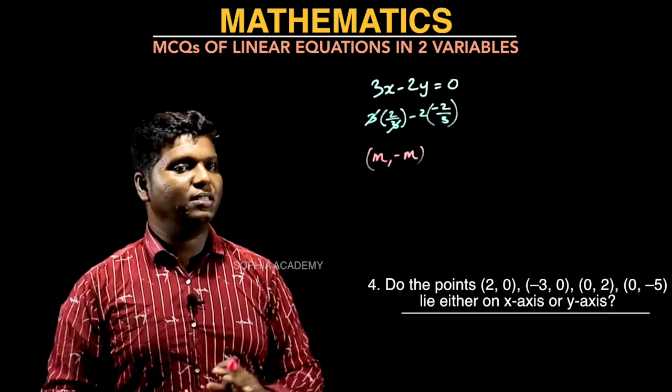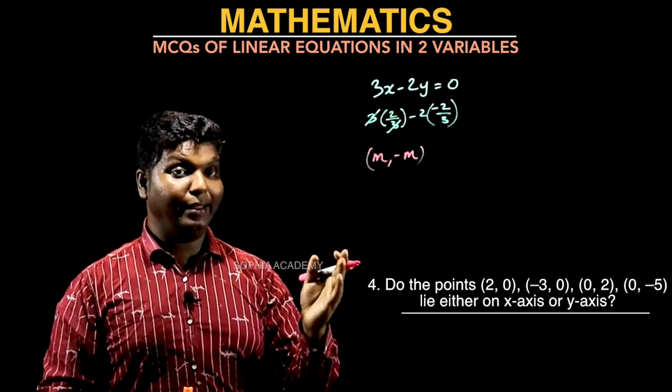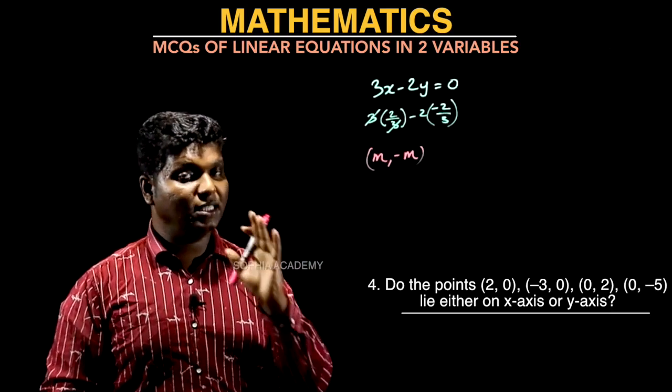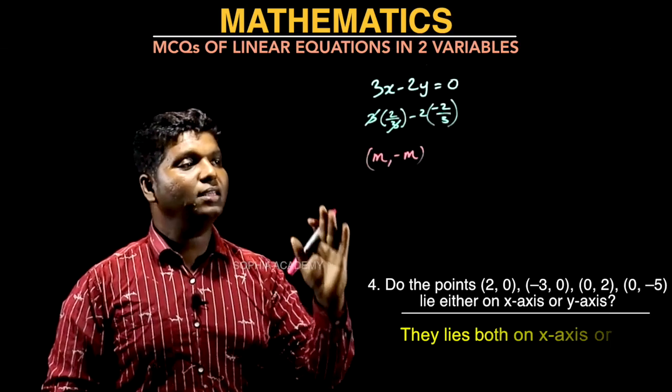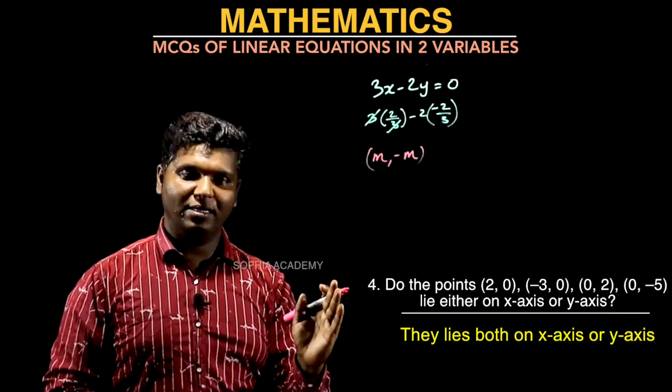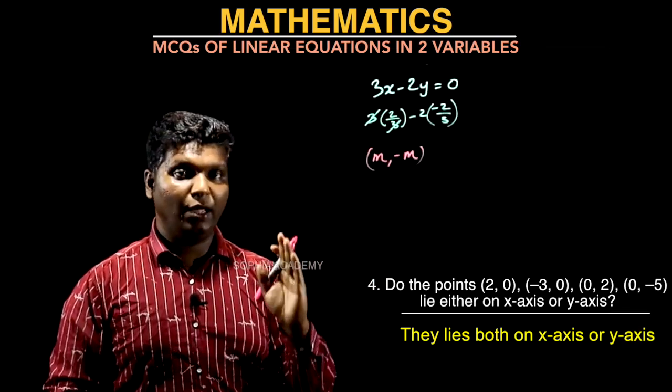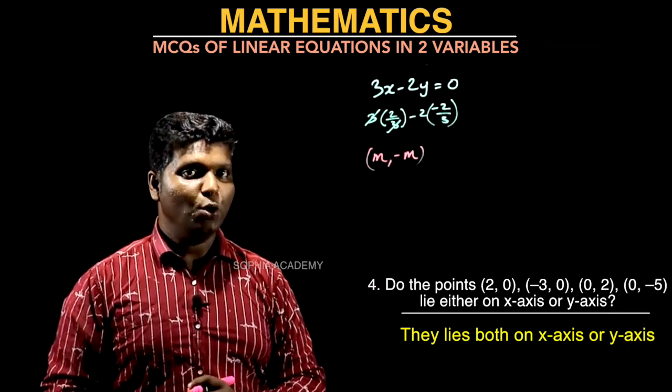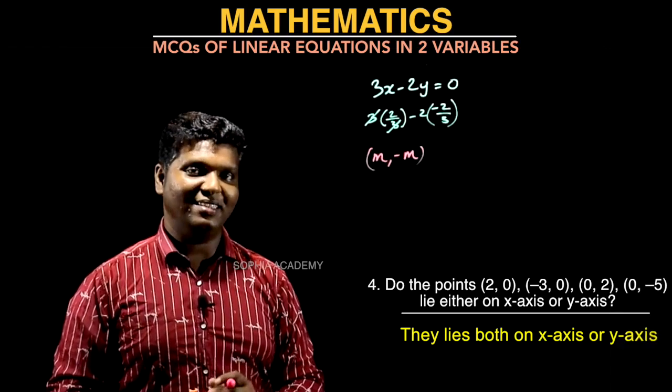So from this case, we can say it's not that they are either on the x-axis or on the y-axis, but actually the answer will be they lie on both the x-axis and the y-axis. The first 2 points are lying on the x-axis. The other 2 points are lying on the y-axis. Is it clear? That's it.